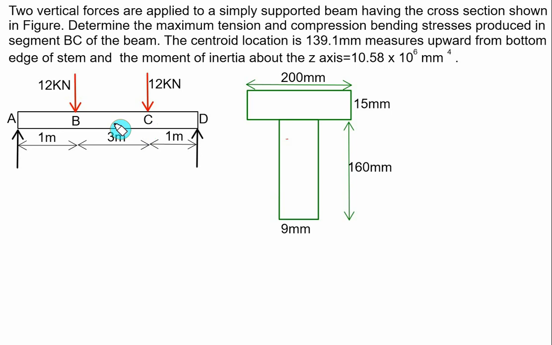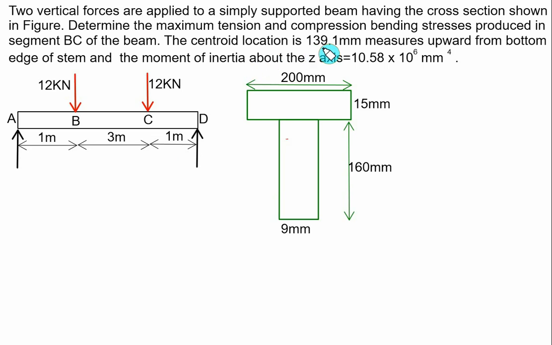So for this segment BC, we first have to find out the maximum possible bending moment. For that, we have to find the reaction at A and the reaction at D. Then you develop the shear force diagram and the bending moment diagram. Once we know the bending moment between B and C, then we can calculate the bending stress, that is, the maximum value of the bending stress.